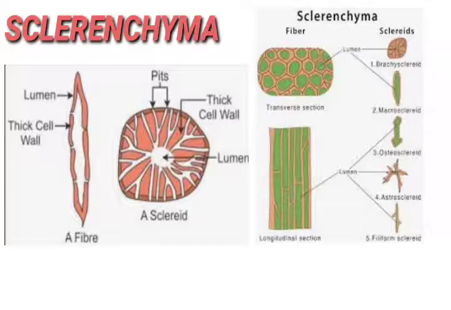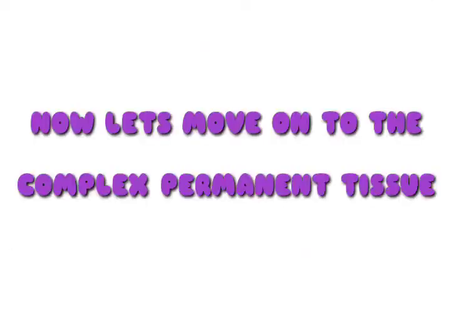Functions of sclerenchyma. It is known to be the chief mechanical tissue which makes the plant hard and stiff. Example, the husk of coconut is made up of sclerenchymatous tissue. It forms protective covering around seeds and nuts. It gives rigidity, flexibility and elasticity to the plant body. As of now, we can move on to the complex permanent tissue.